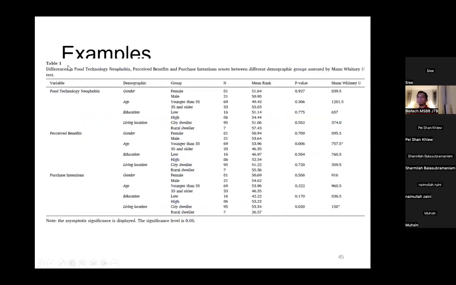This is an example, right? You see that we put the variables over here, but a different one is over this particular one, the demographic group. This is the same example for the factors affecting the consumer just now in the UK, in Europe.